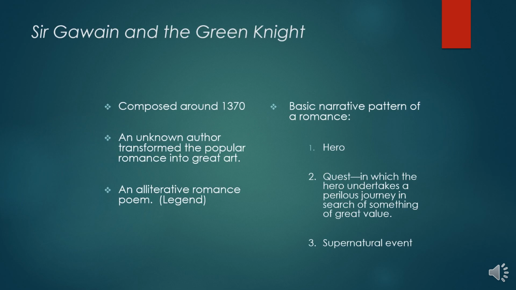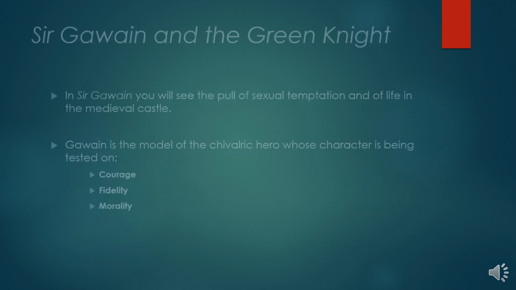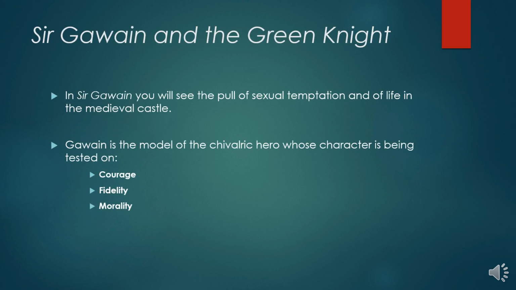Sir Gawain and the Green Knight, composed around 1370, shows the basic narrative patterns of romance: the hero, the quest, and a supernatural event. In Sir Gawain, you see the pull of sexual temptation and the life of the medieval castle. In Gawain's model, there is courage, fidelity, and morality.